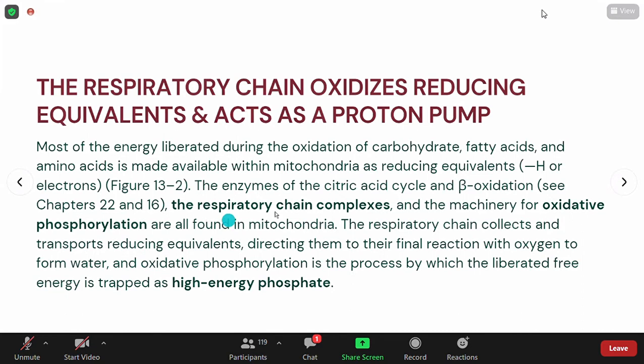The respiratory chain complexes, 1, 2, 3, 4, and the machinery of oxidative phosphorylation are all found in the mitochondria. And its ultimate result is the formation of high energy phosphate.